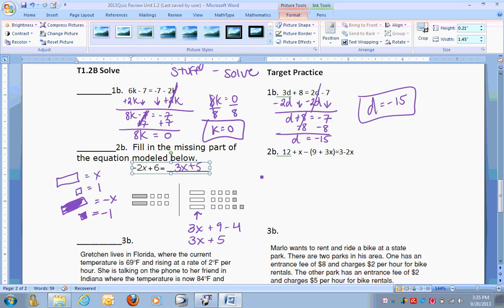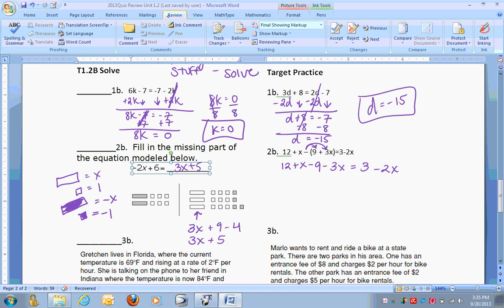Okay, so now moving on to 2b. We need to remember to take care of our fractions. Well, there are none, so we're good to go there. Then we need to distribute, which means getting rid of my parentheses. So I bring down the 12, I bring down the positive x, and I have to distribute this negative sign into my parentheses. Distributing a negative is the same thing as multiplying by negative 1. So negative 1 times 9 is negative 9, negative 1 times 3x is negative 3x, and then I just bring down whatever's on the other side of my equal sign.